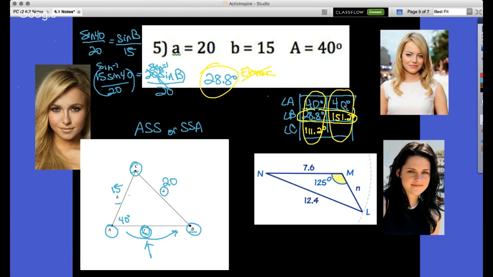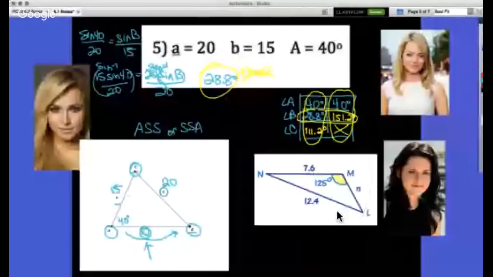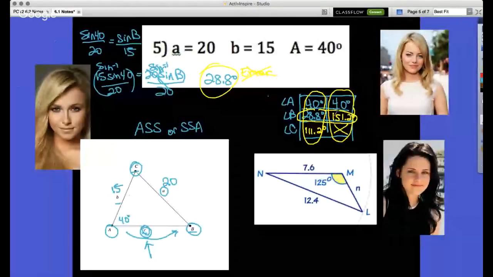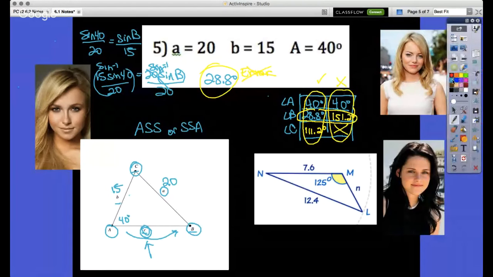And I check by saying 40 plus 151 is greater than 180. I can't have a possible third angle. So there's no way that it can be in that location, okay? And so because of that, we know that there is no second triangle, but there is a first. So we only have one triangle in this situation.